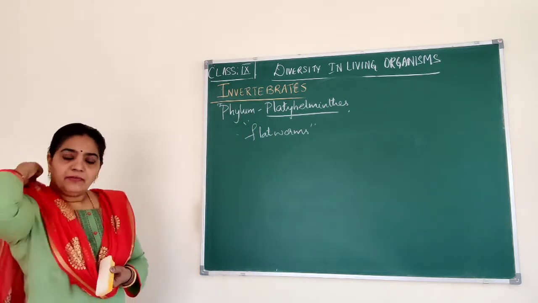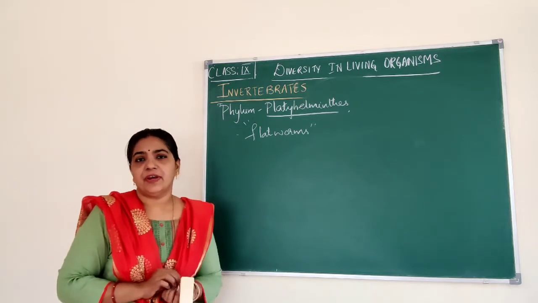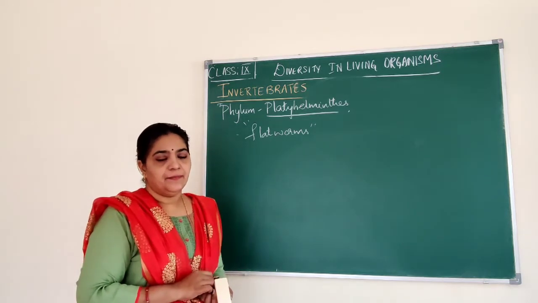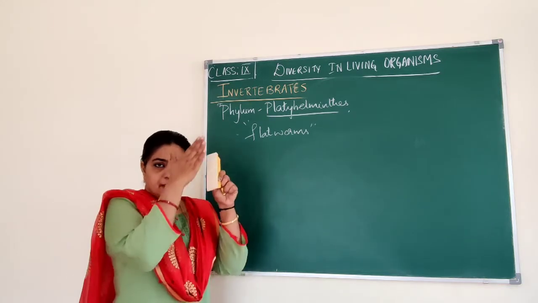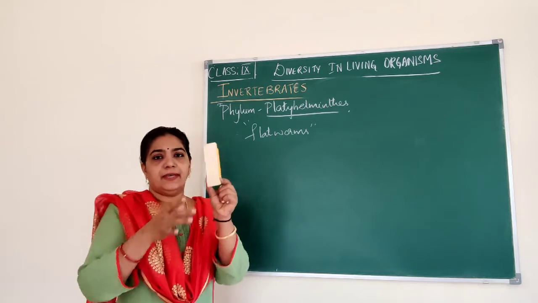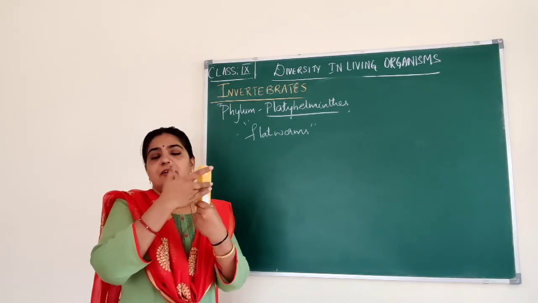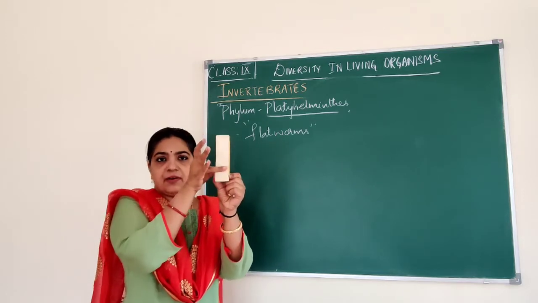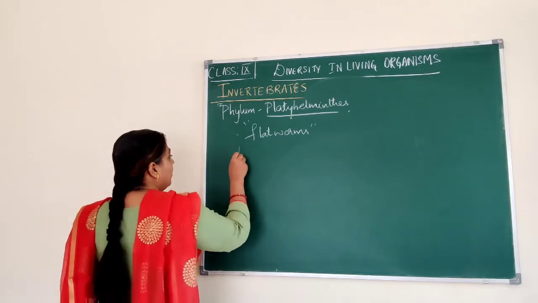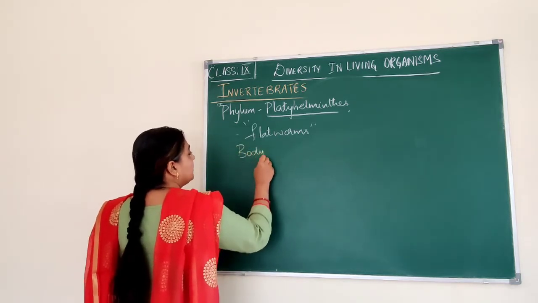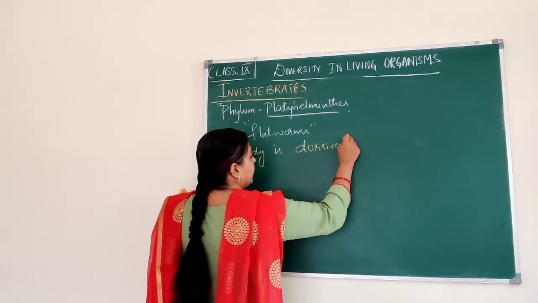Why are they called flatworms? Because the body is dorsi-ventrally flattened. Their dorsal side as well as ventral side are flattened. If you take this as an organism, this will be the ventral side and this is the dorsal side. So dorsi-ventrally they are flattened. That's why they are called flatworms.